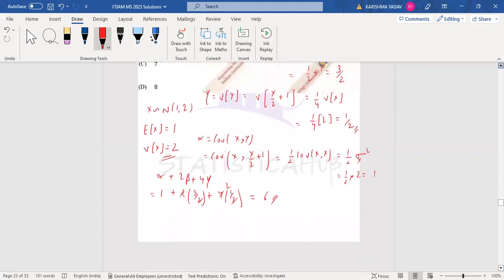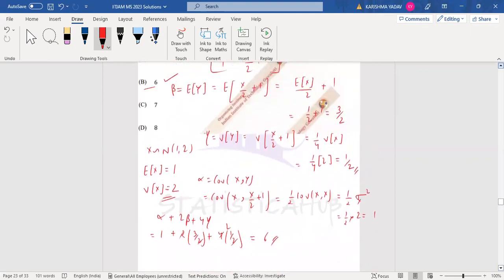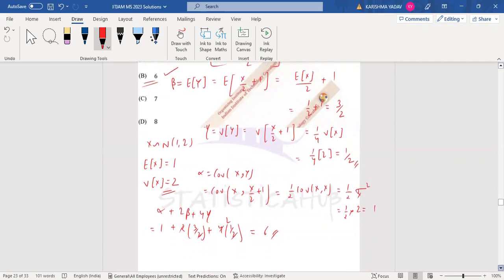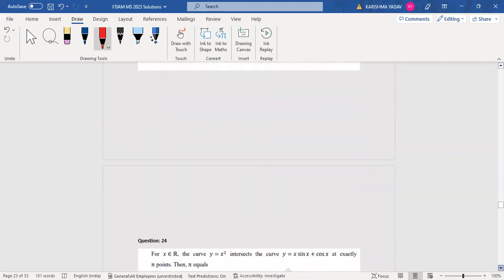So 6 is option number B. So I got my result, that is option number B. Okay, let's see another question.